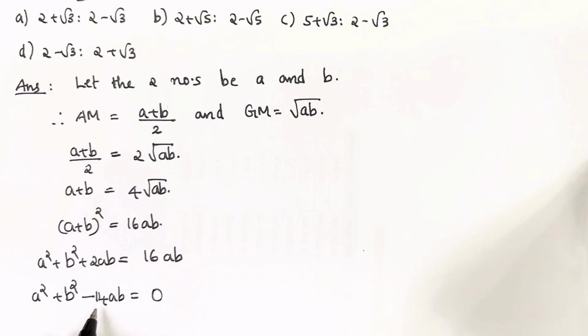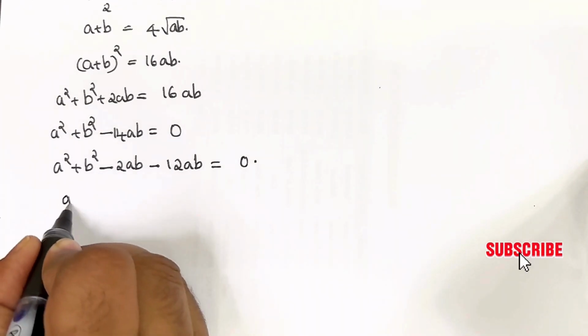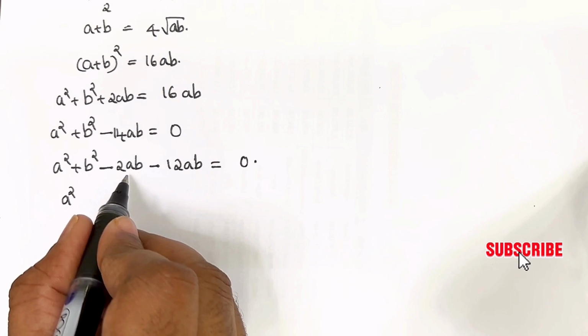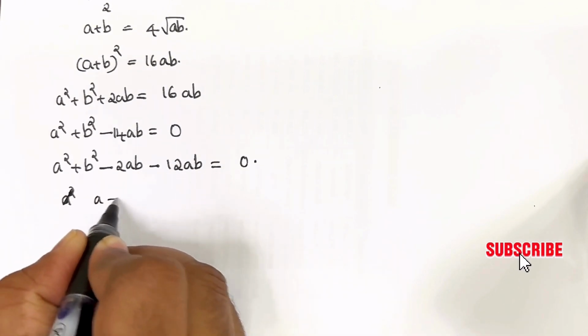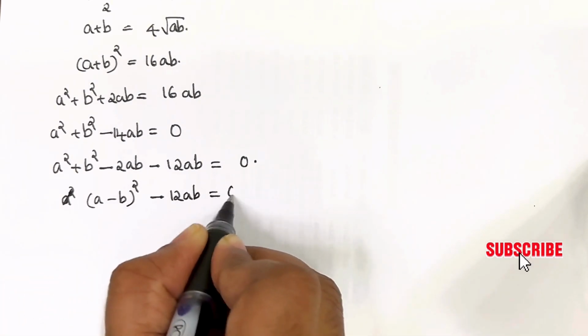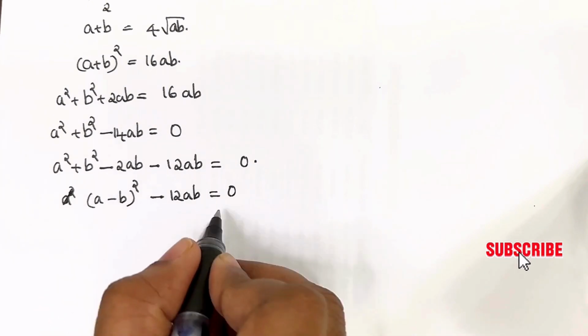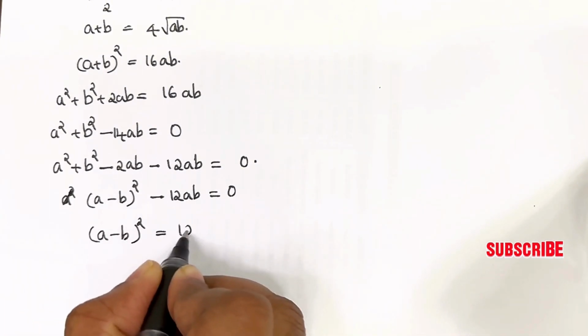And now we can split this minus 14ab. We can write this as a square plus b square minus 2ab minus 12ab is equal to 0. Therefore, the first three terms, a square plus b square minus 2ab, is (a minus b) whole square. So instead of that, we can write it as (a minus b) whole square minus 12ab is equal to 0. Or we can write the same equation as (a minus b) whole square equal to 12ab.